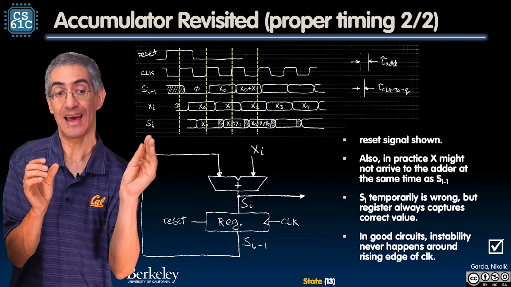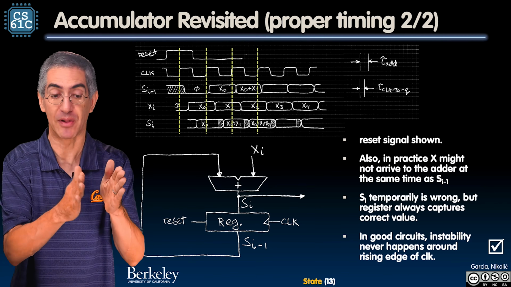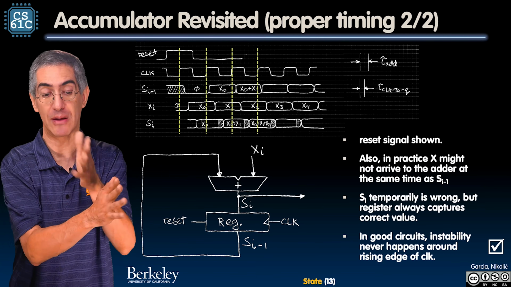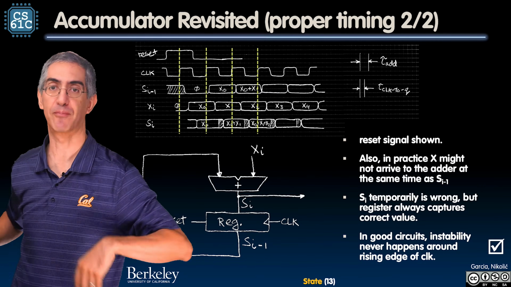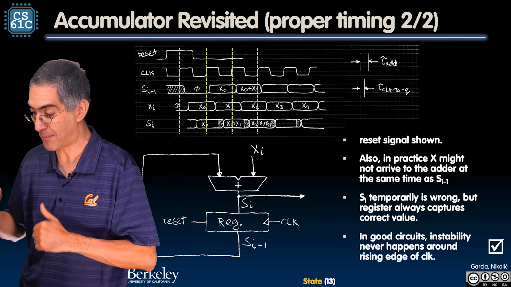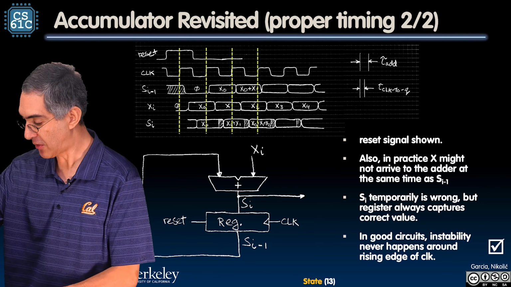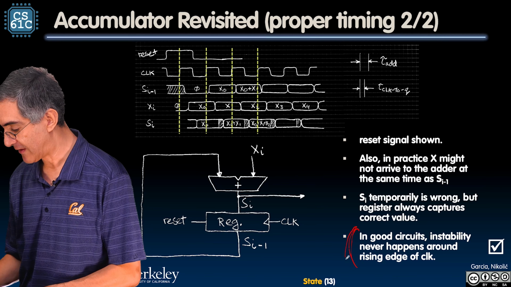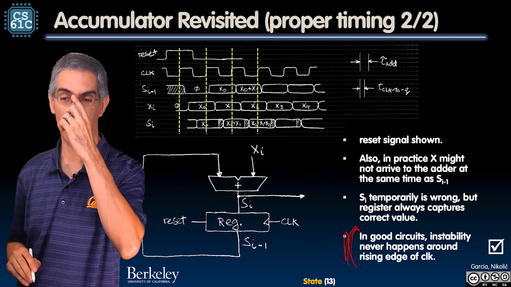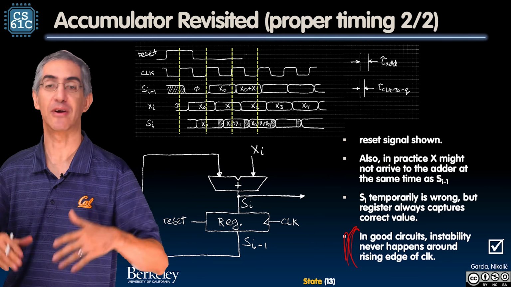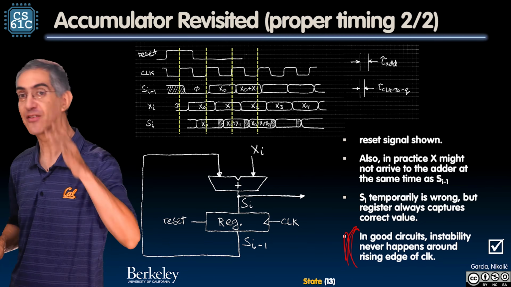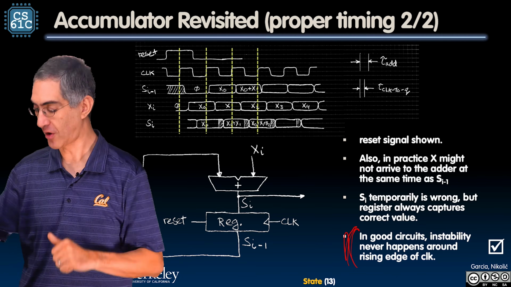All of a sudden, the delay before it's stable, before I sample it, now it's not stable anymore, and I'm sampling a changing value. All of a sudden, the flip-flop goes into a bad situation. That's exactly what happens. So, in good circuits, instability never happens around the rising edge of the clock, time before, time after. In bad circuits, it does. So that's what starts to break as you overclock systems.